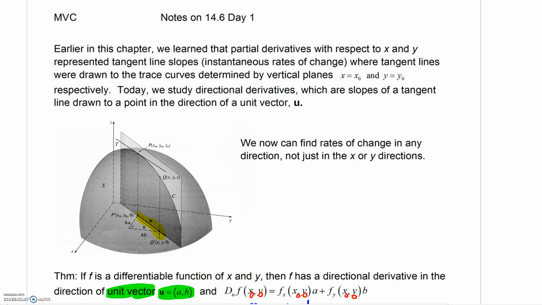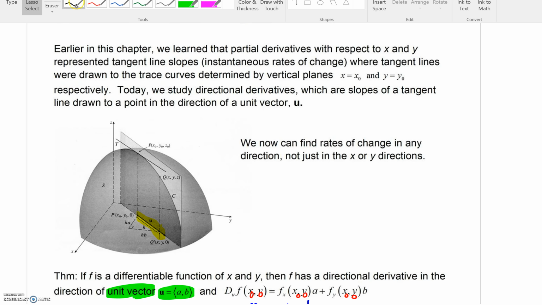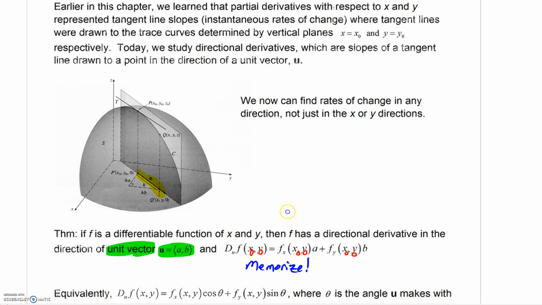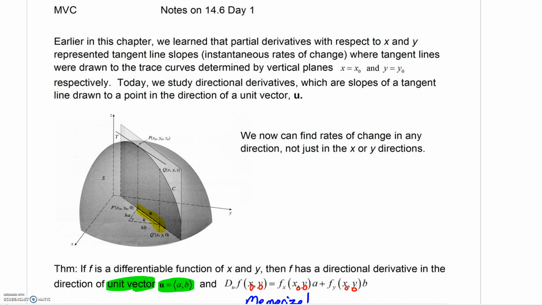Let's read this together. Earlier in this chapter, we learned about partial derivatives, with respect to x and with respect to y. Really what we were seeing is that these derivatives represented tangent line slopes, which of course are instantaneous rates of change, where tangent lines were drawn to trace curves determined by vertical planes, where either x was held constant, like x equals 5 or x equals -3. Y would equal a constant as well.